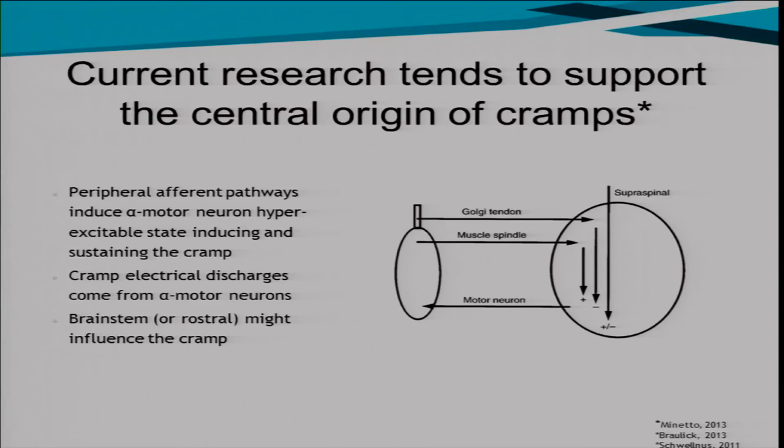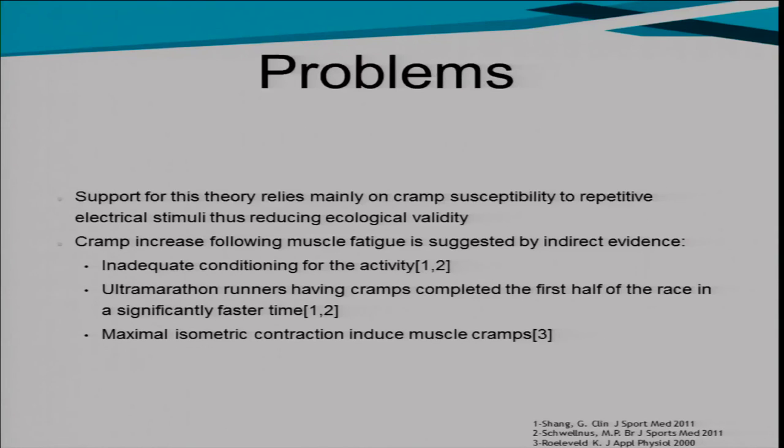So we have the muscle, we have the tendon, we have the alpha motor neuron. We know the Golgi tendon organ inhibits, the muscle spindle stimulates, and we don't know what the supraspinal influences are. And so the alpha motor neuron induces the cramp. Problems with this theory: the support for it relies mainly on cramp susceptibility to repetitive electrical stimuli, thus reducing ecological value.